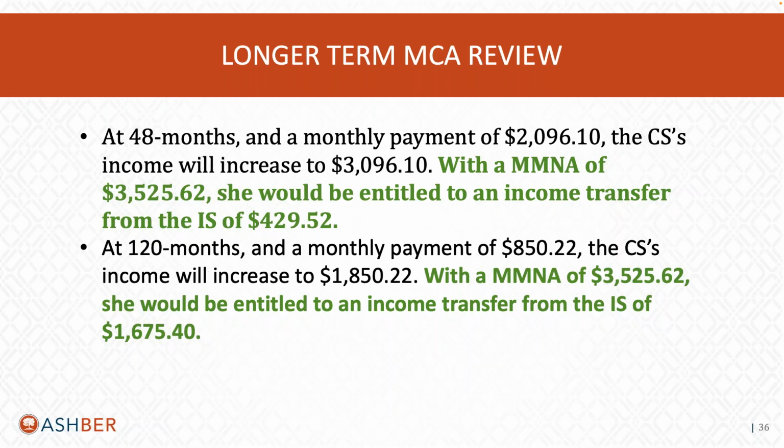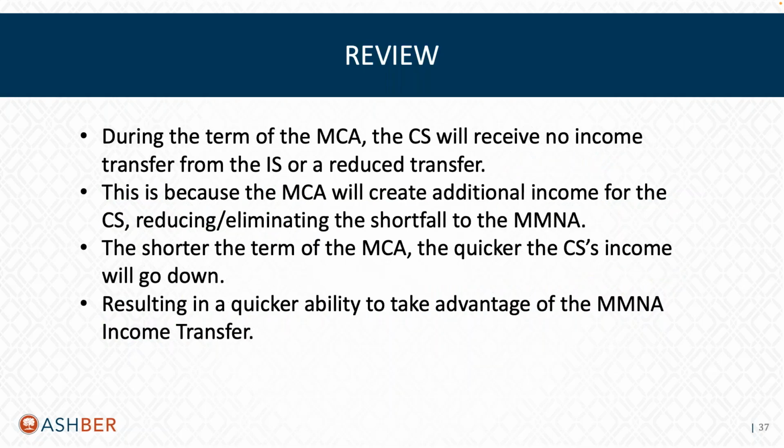And then additionally, at 120 months, the CS's income is going to increase to $1,850.22. So that's going to allow the institutionalized spouse to transfer $1,675.40 over to the community spouse immediately. And they're essentially going to be able to do that for 10 years.